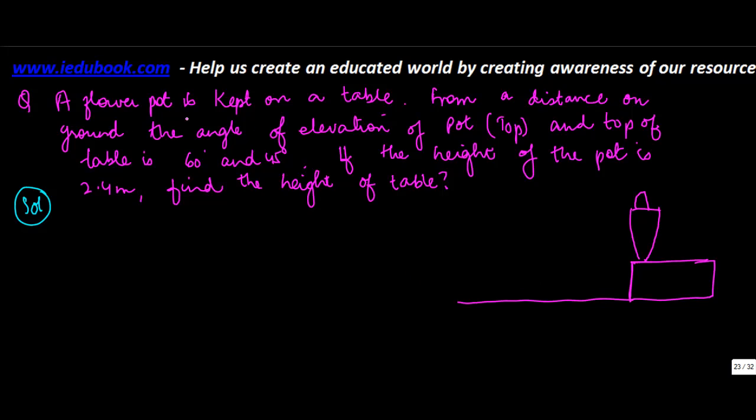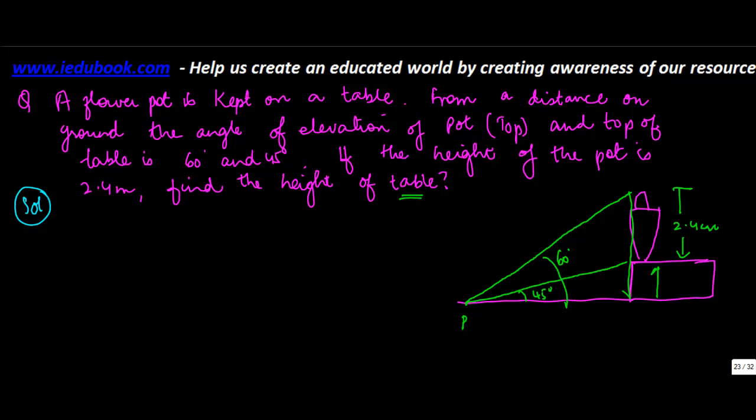From a distance on the ground, the angle of elevation of the pot top and top of the table is 60 degree and 45 degree respectively. So let's call this point as point P. What I know is that the angle of elevation of the top of the pot from this point and angle of elevation of the wooden table are basically 45 degree and 60 degree respectively. If the height of the pot is 2.4 meter, so I know that this distance is 2.4 meter. Find the height of the table.